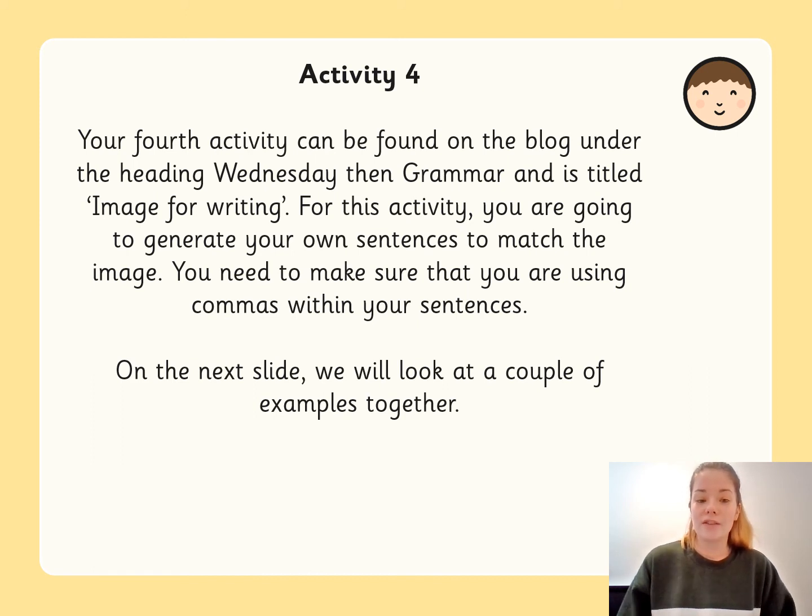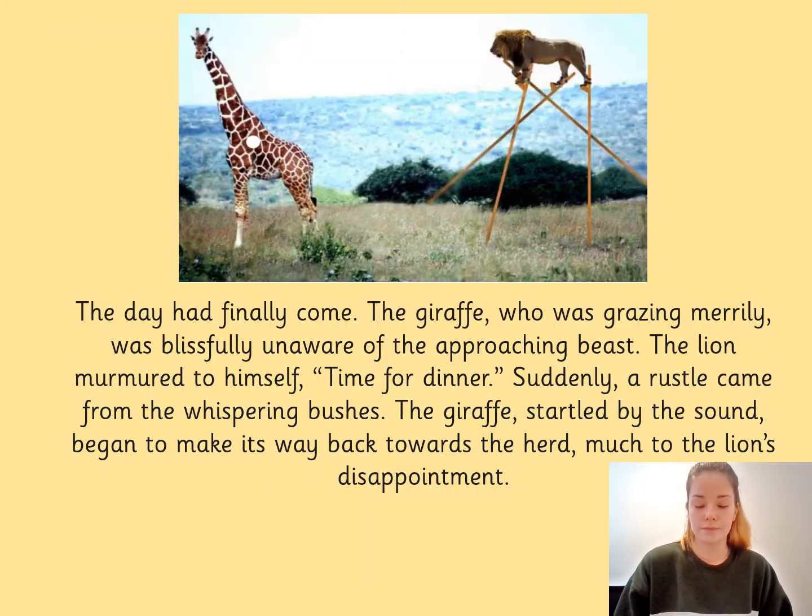Okay then, so our final activity, activity 4, can be found on the blog under the heading Wednesday Then Grammar and it's titled Image for Writing. For this activity, you're going to be generating your own sentences to match the image. You need to make sure that you are using commas within your sentences. On the next slide, I've done some example sentences. You can magpie ideas from this or use this as a starting point for your own writing.